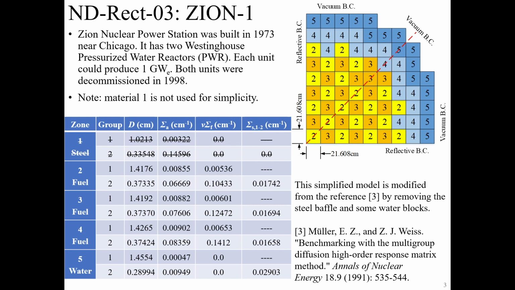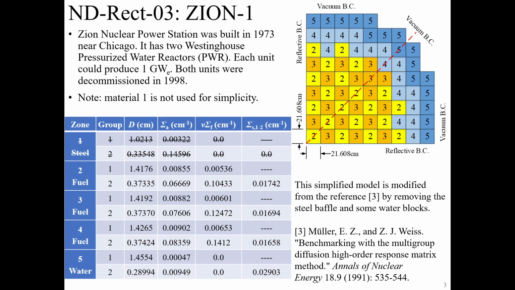So here we have Xeon-1 power reactor model. This is a simplified model derived from the Xeon reactor. So the Xeon nuclear power station was built in 1973 near Chicago. It has two Westinghouse pressurized water reactors, and each unit can produce 1 gigawatt of electricity. These two reactors were decommissioned in 1998.